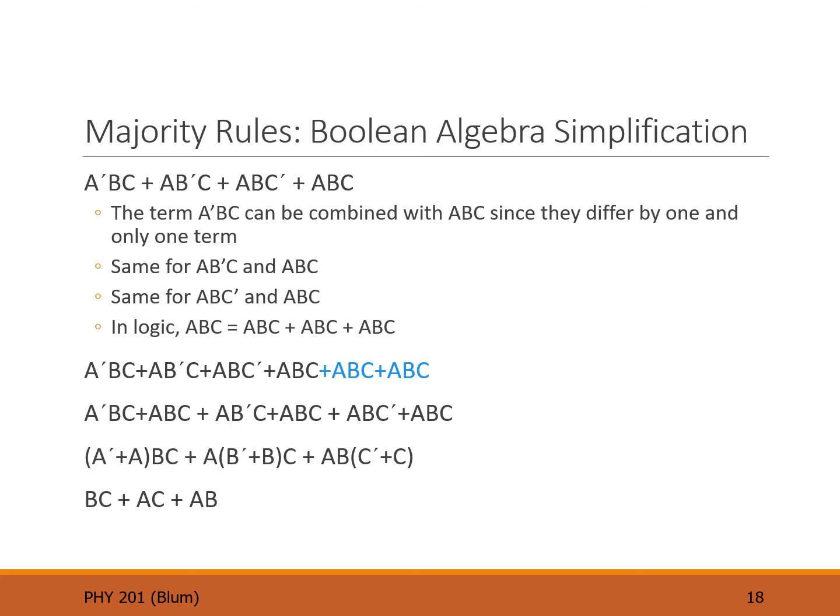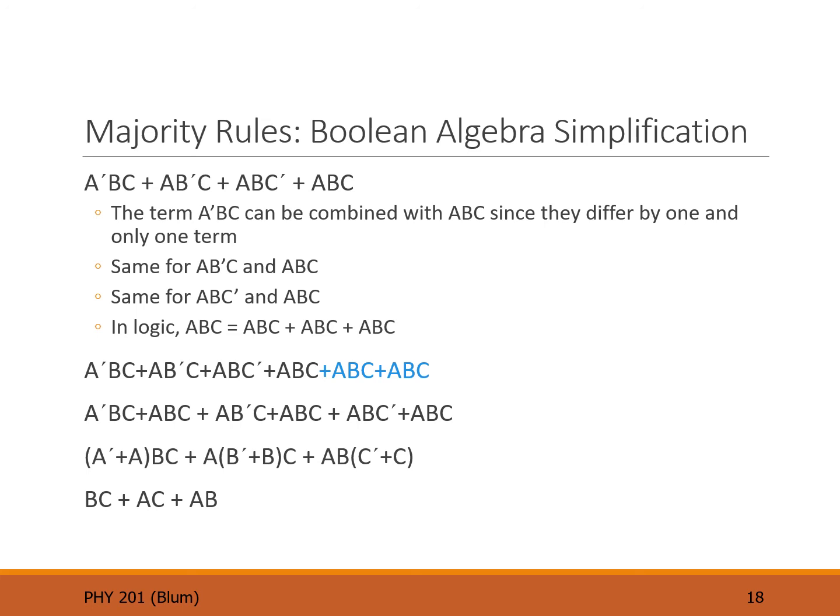Because remember, we had a result that A was equal to A plus A. In logic, that doesn't matter. It's not 2A. A plus A is not 2A. A plus A is just A. It's either false or true. And so two times it doesn't make any sense. Here we'll do the same thing. ABC is equal to ABC plus ABC plus ABC. Now everybody has a version of ABC to get together with and cause a simplification.